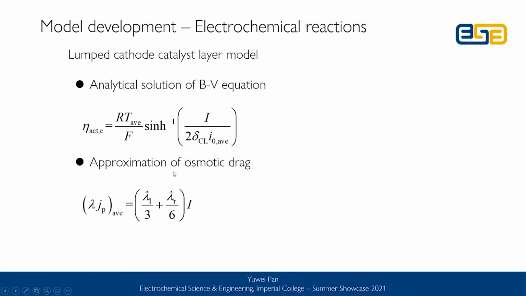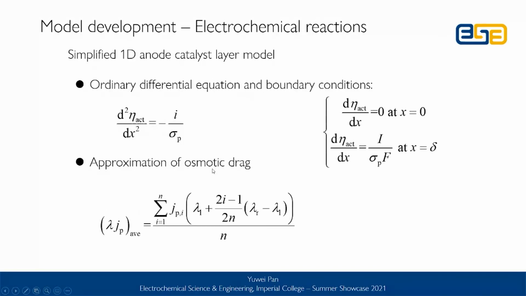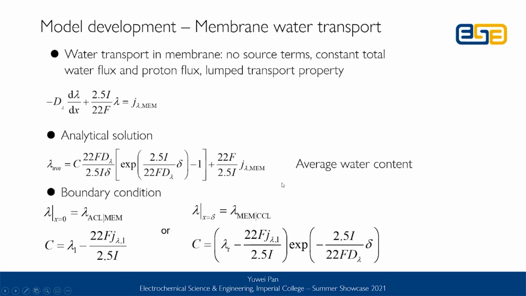Then the electroosmotic drag is approximated similarly to the source terms. But for the anode side, a simplified 1D model is developed, and the electroosmotic drag is estimated using the same approach as the transport properties. The electroosmotic drag in the membrane, however, is estimated by an analytical approach.